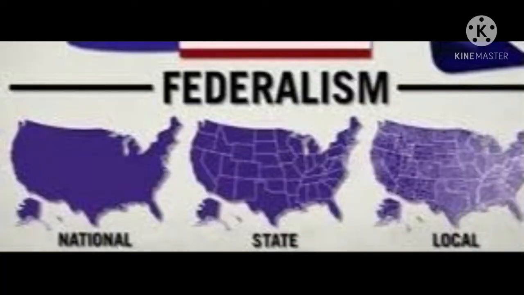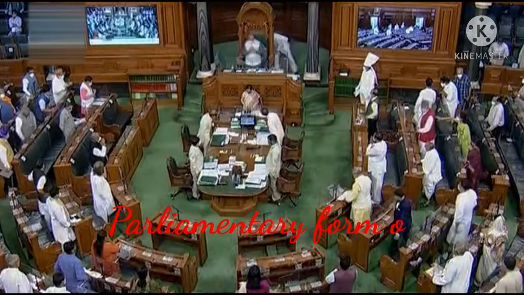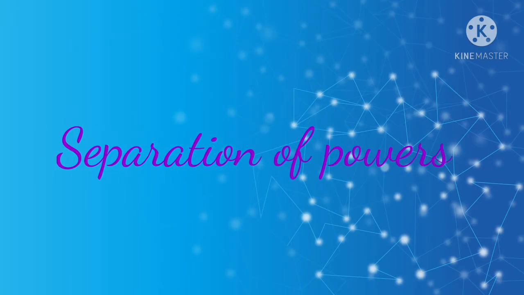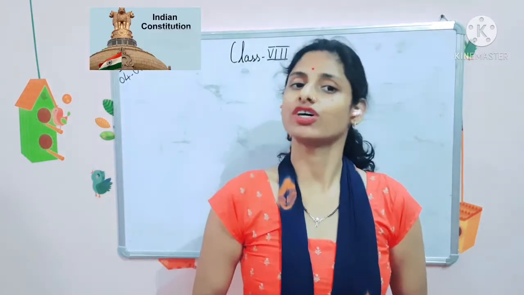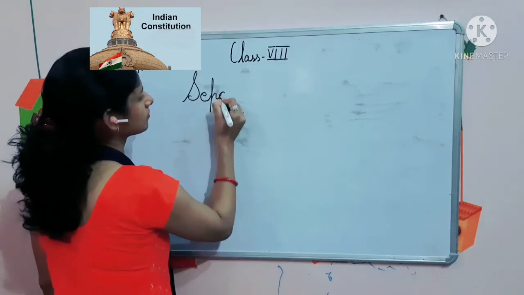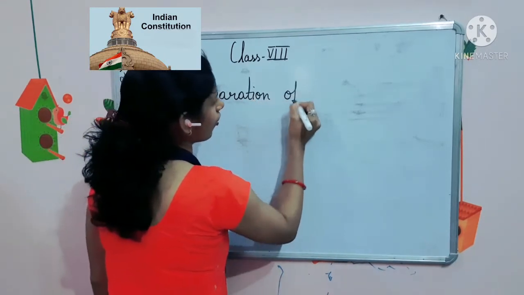Hello students, welcome back. As we have discussed our two key features of the Indian Constitution, that is federalism and the parliamentary form of government. Now let's discuss the third key feature, separation of powers.